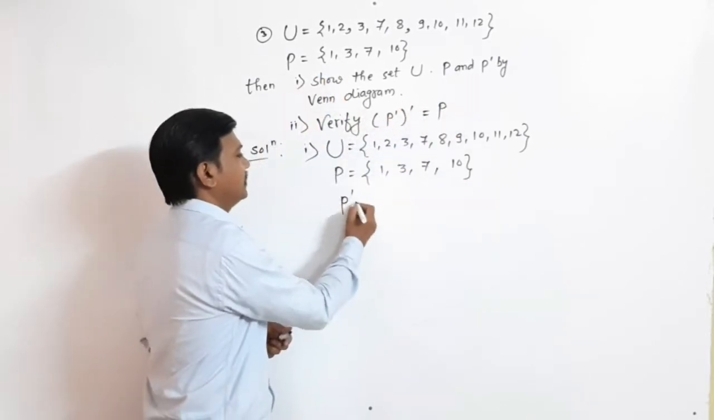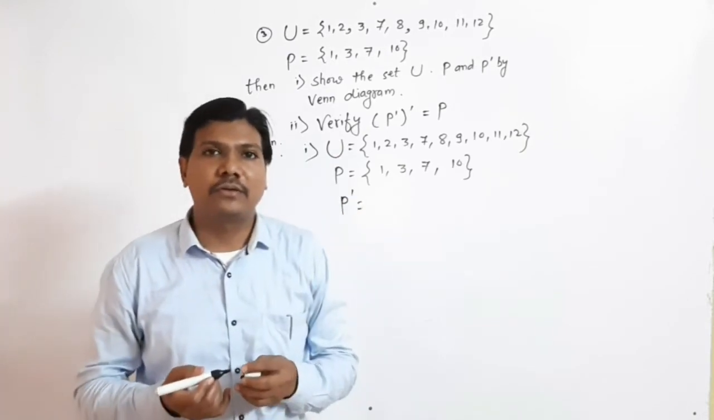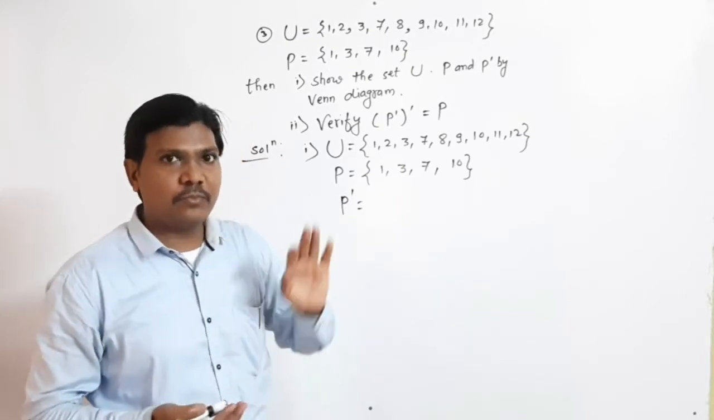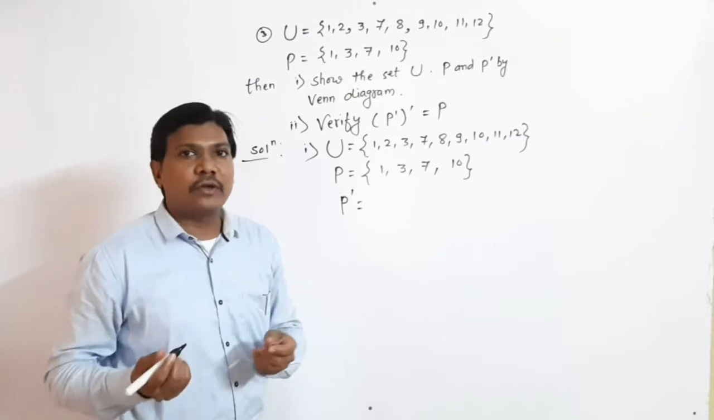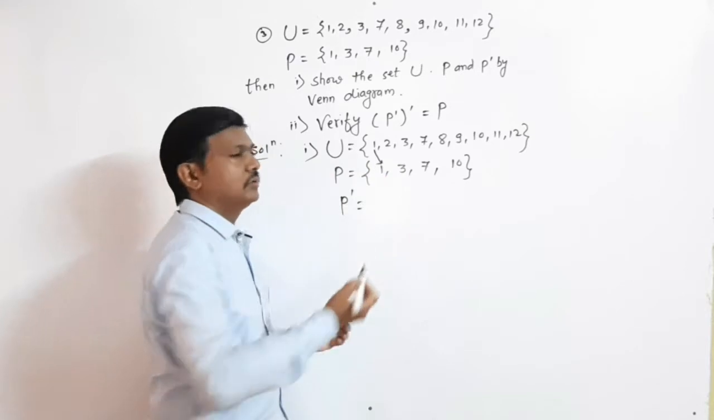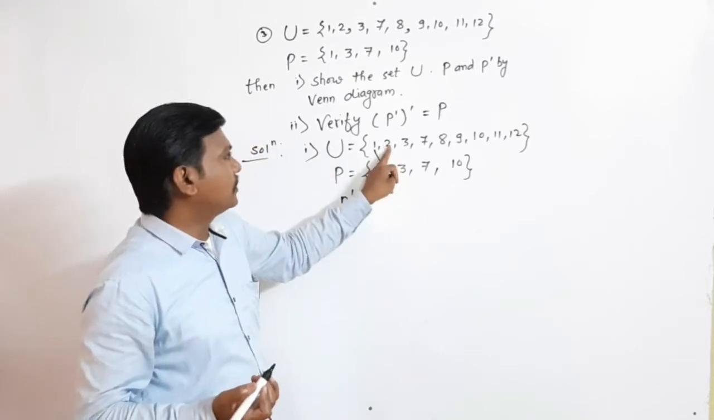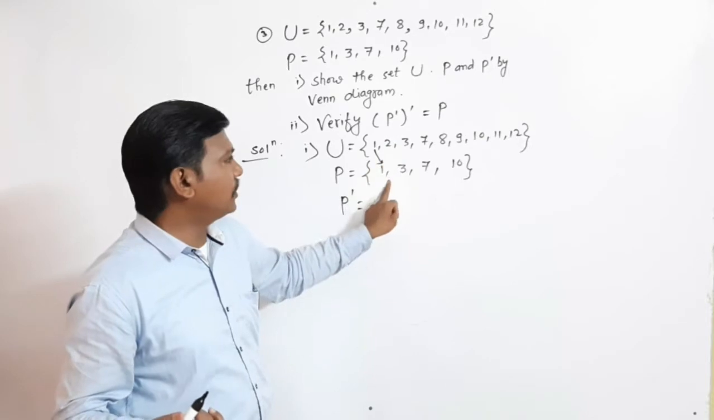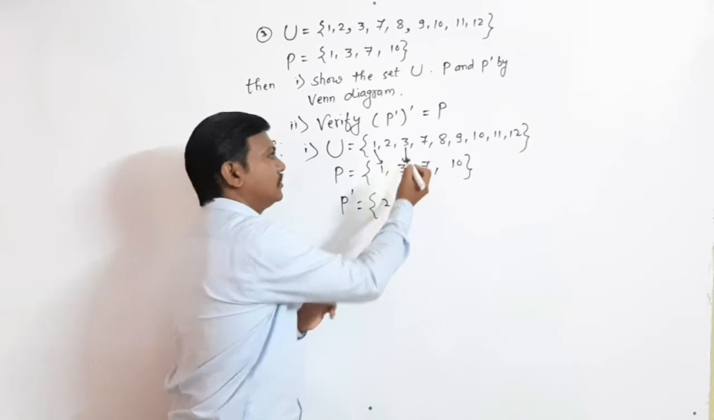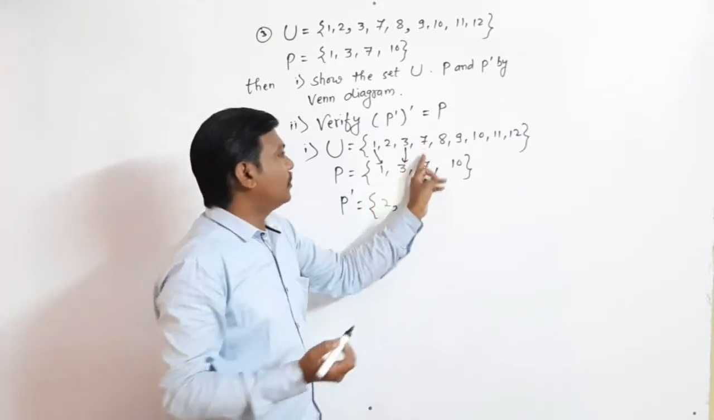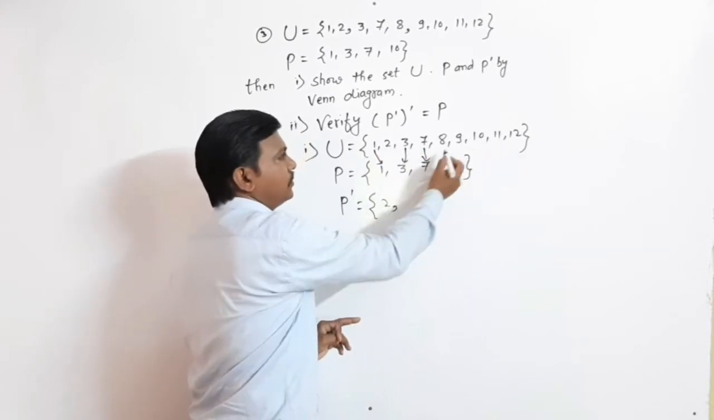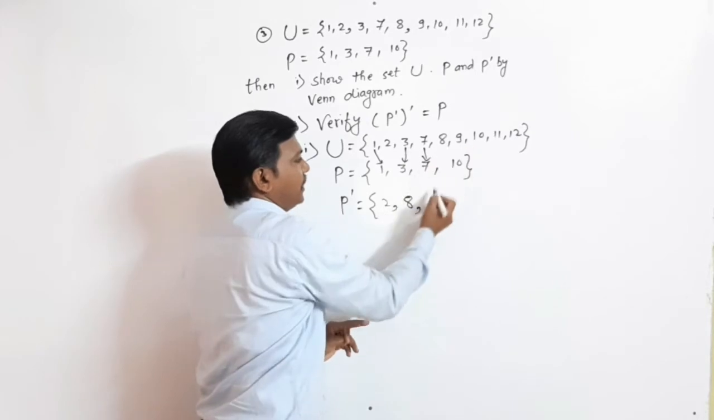So student, you know what is P complement? Elements which belong to the universal set but not in P, that is the P complement. So say elements which are in U but not in P. This one is in P, so it is not in P complement. Then 2 is only in universal, not in P. So we write here 2. Then 3 is also in P, so don't take. Then 7 is also in P. Then 8 is only in U, not in P. So we write 8. Then 9.